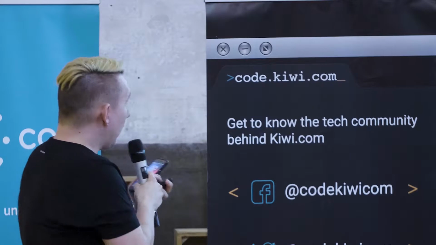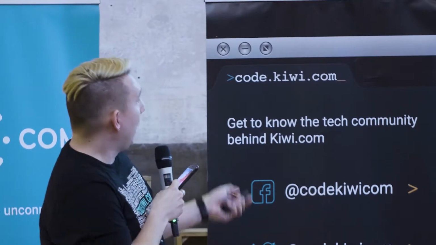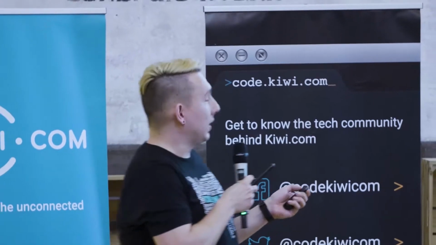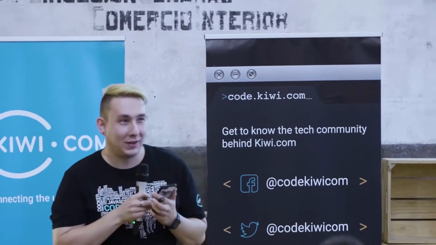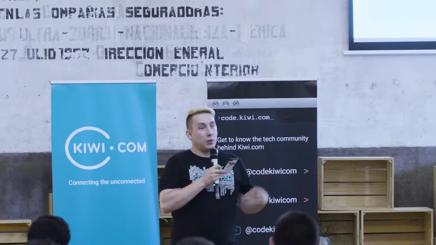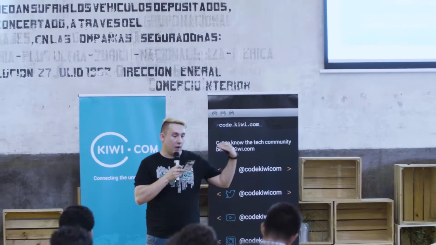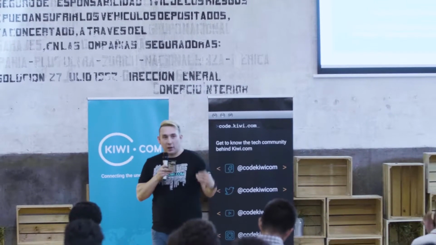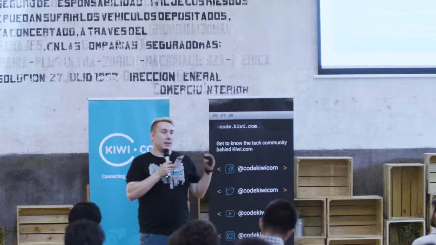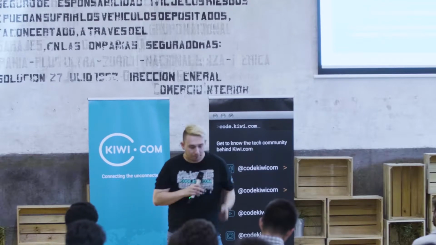If you look at what Tom Cargill said, the first 10% of the code accounts for the first 90% of development time. The remaining 10% of the code accounts for the other 90%. This means it's totally 180%. This means finishing the project is very hard, because at the end it seems that everything is working, everything is fine, but still you have some bugs, some issues with your code, and you need to solve them.